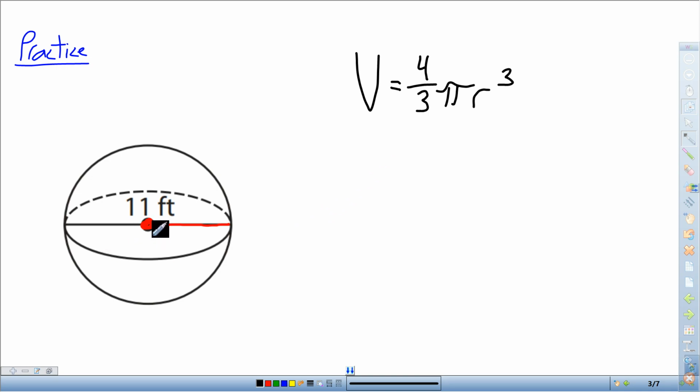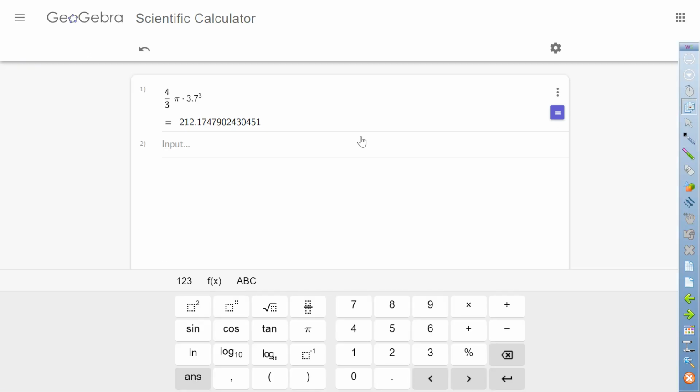Okay, so first things first, the diameter, we know the radius is half that. So hopefully you're getting pretty good at this. It looks like that's going to be a 5.5 on this one, right? All right, so that's what we're plugging in for our radius on our formula. So 4/3 pi 5.5 cubed.